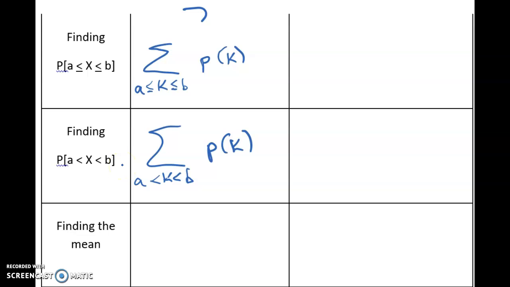In other words, all of these are just add up the appropriate values. That's really what we're seeing with all of those. In any case, you're just adding up the appropriate values.